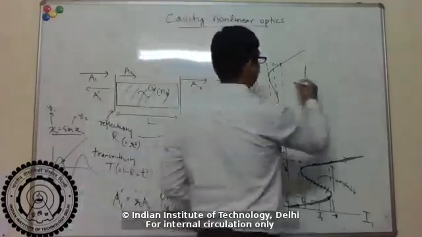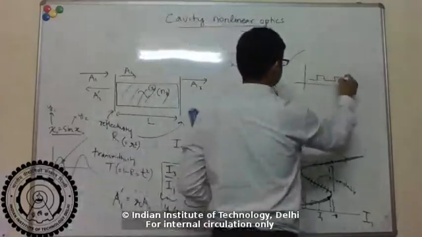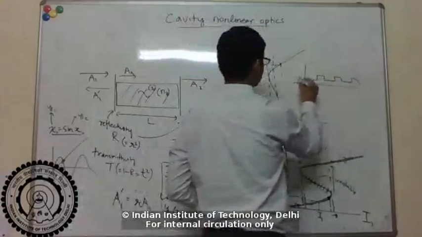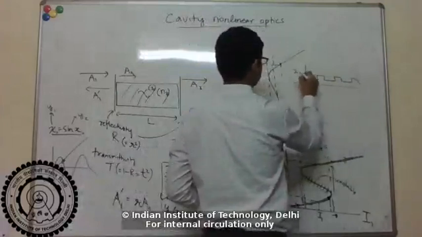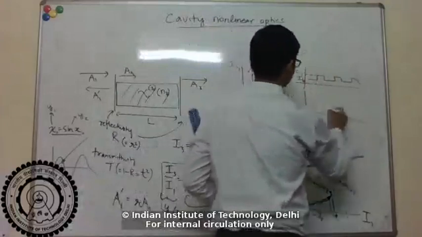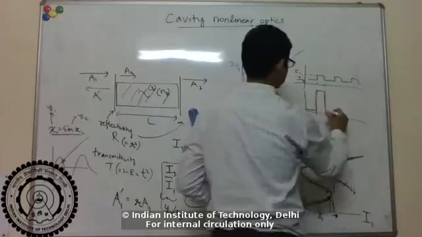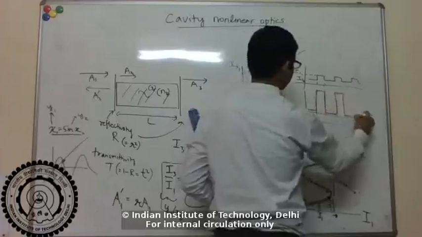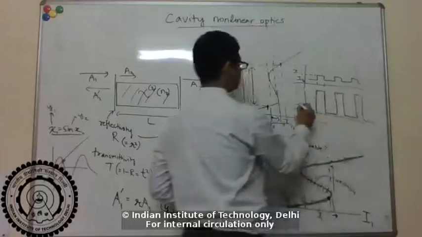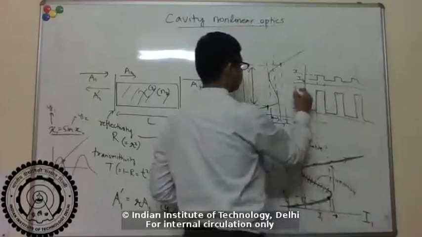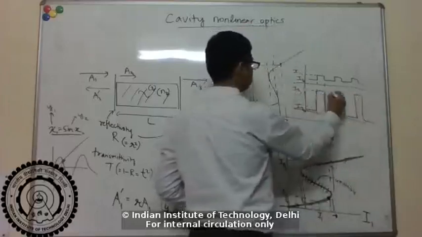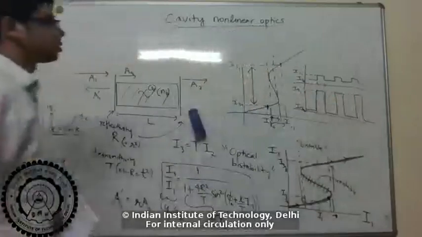So for a small change in my input, I get a very large change in my output, right? So if I have some signal like this is I10, this is I11, then the output will change by a much bigger amount. This is I30 and I31, right.